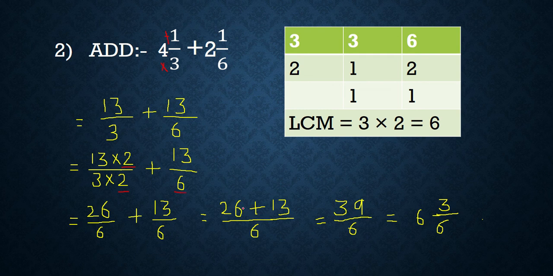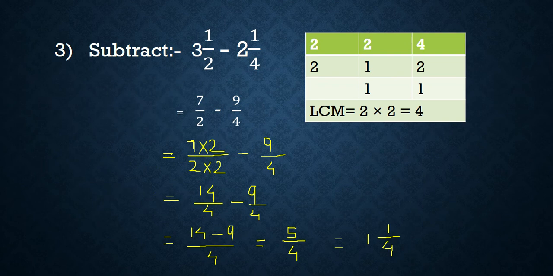13 by 6. So 26 plus 13 upon 6. When we added this, we got 39 by 6. Now we have to write this in a mixed form, that is 6 sixes are 36 plus 3, 39. This way you have to write. Now let's see the subtraction. Same, there is nothing different in subtraction, only the thing is you have to subtract, right?